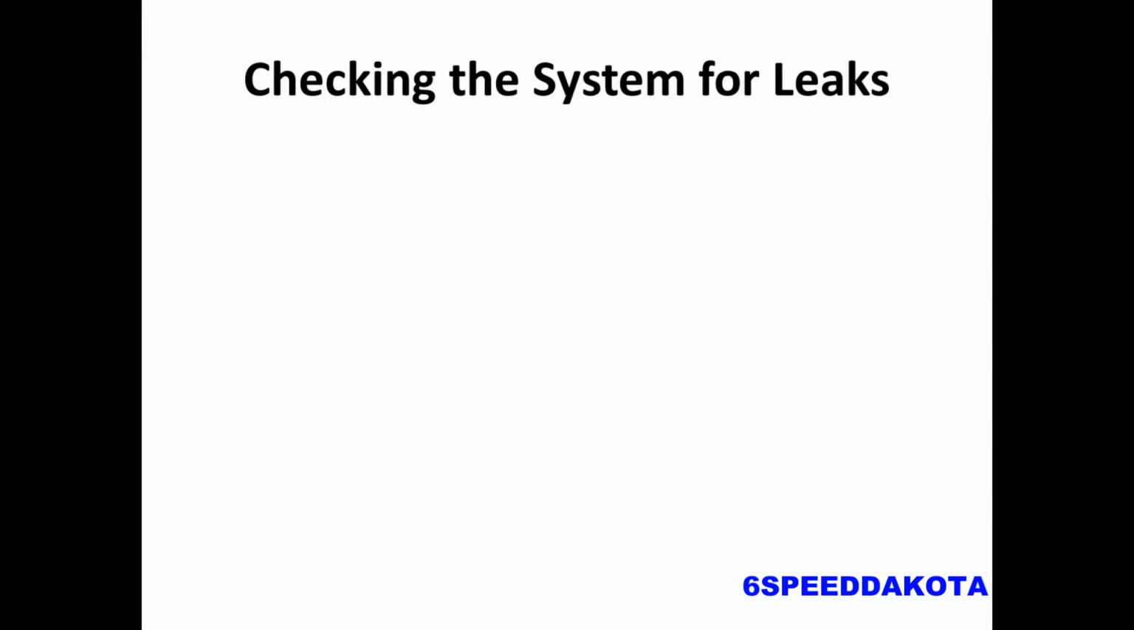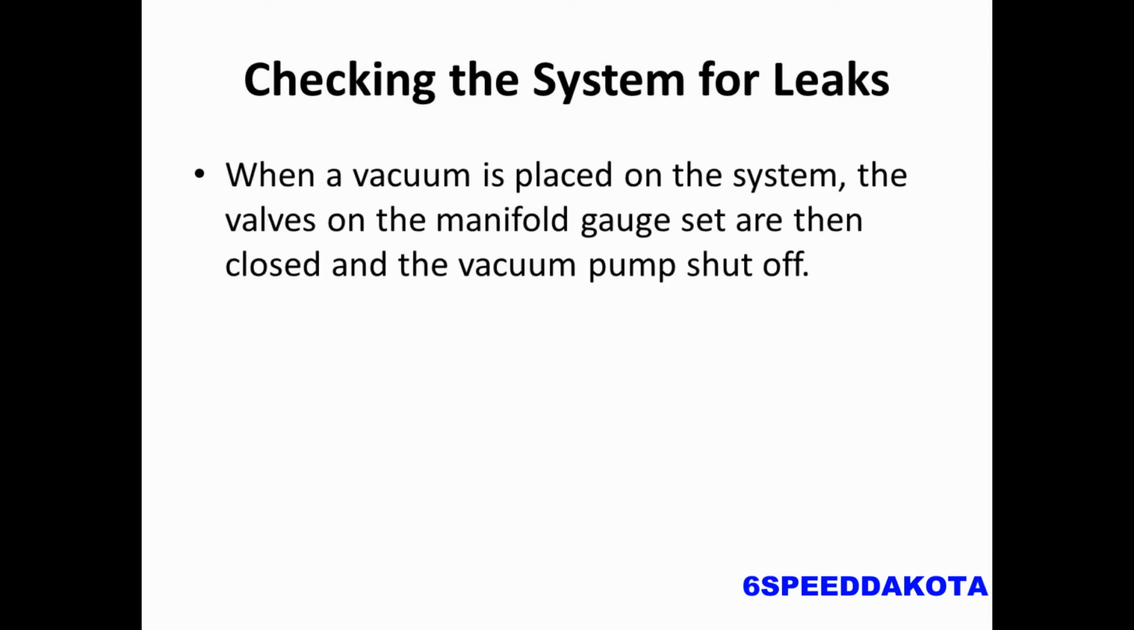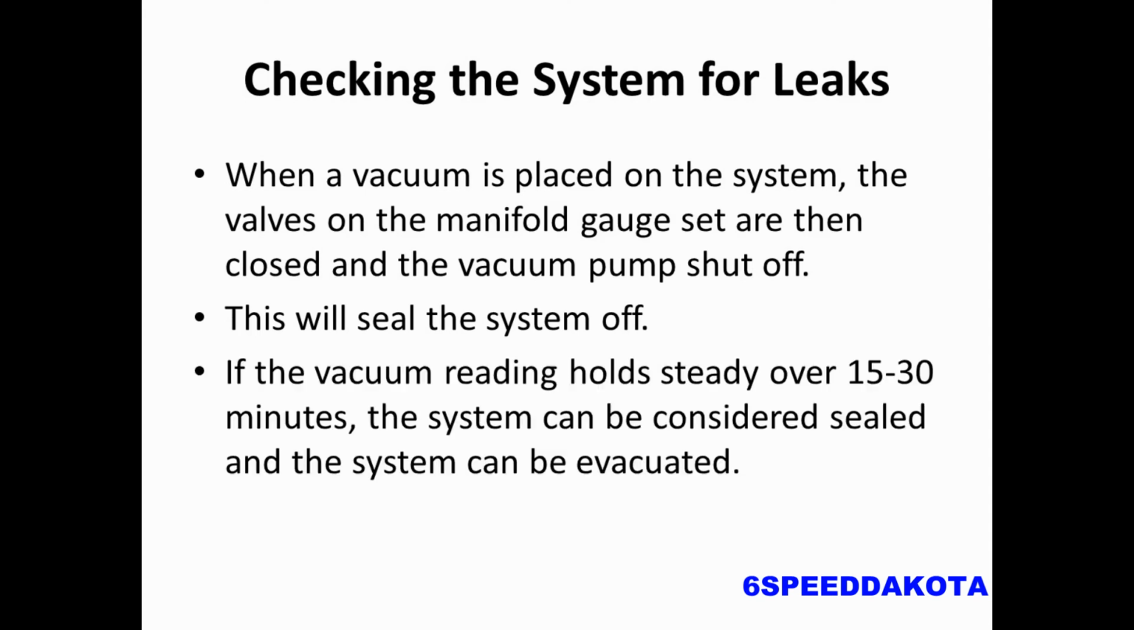So we need to check our system for leaks before we actually go too much further. When we place our vacuum on the system and we open up our manifold gauge set to place the vacuum on the system and we shut them again, it should hold vacuum on the system. When we shut our vacuum pump off, because the vacuum pump won't be doing much of anything, our gauges should stay at a vacuum. So we seal our system off with a vacuum in it.